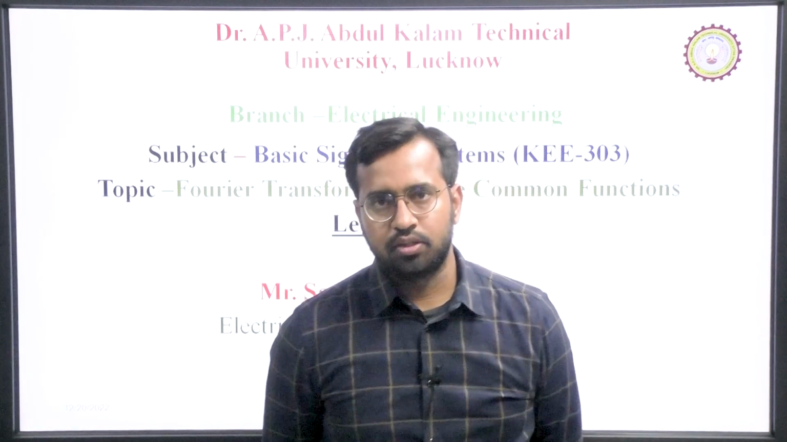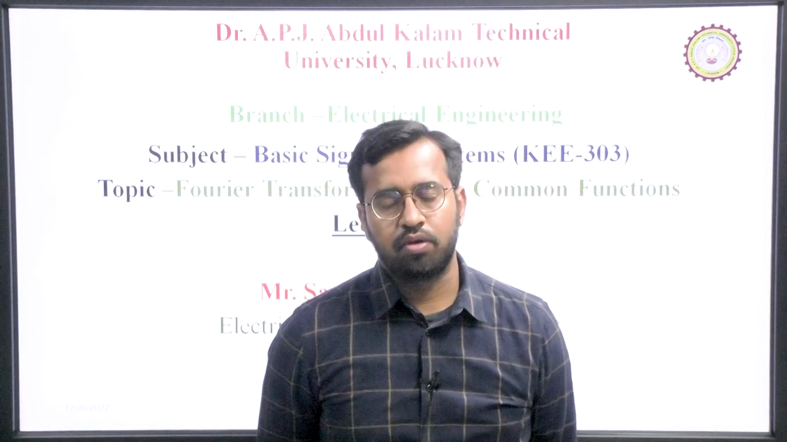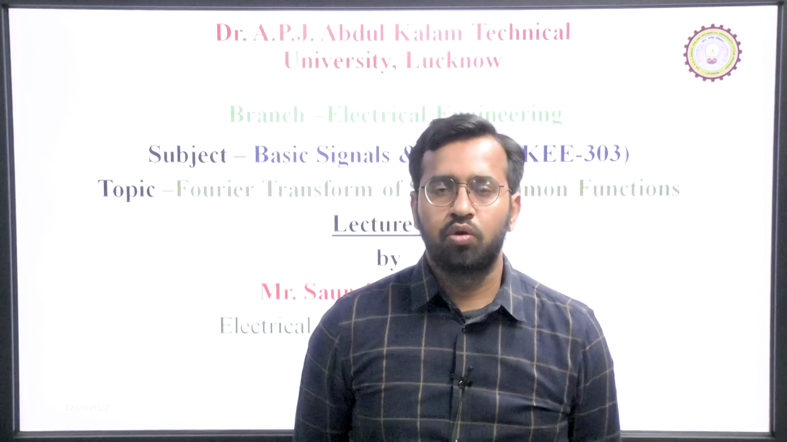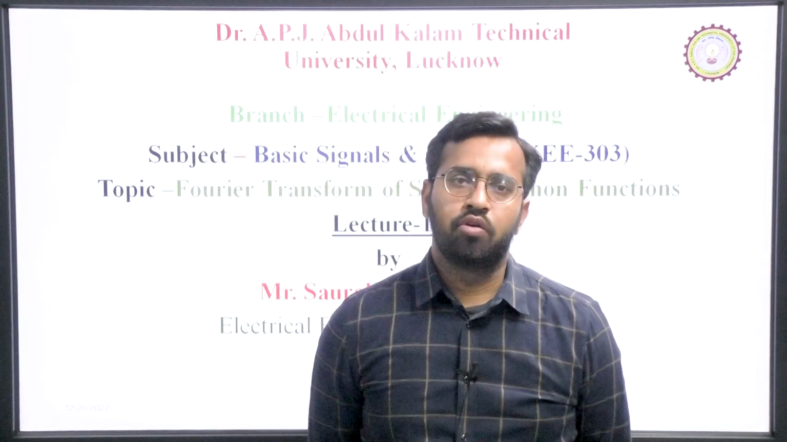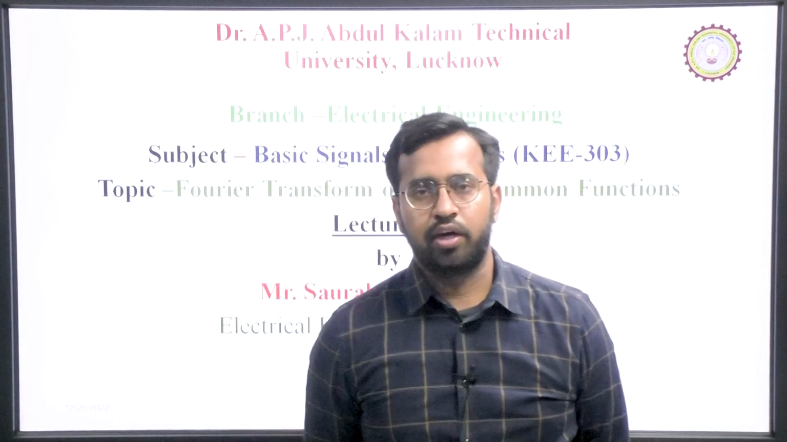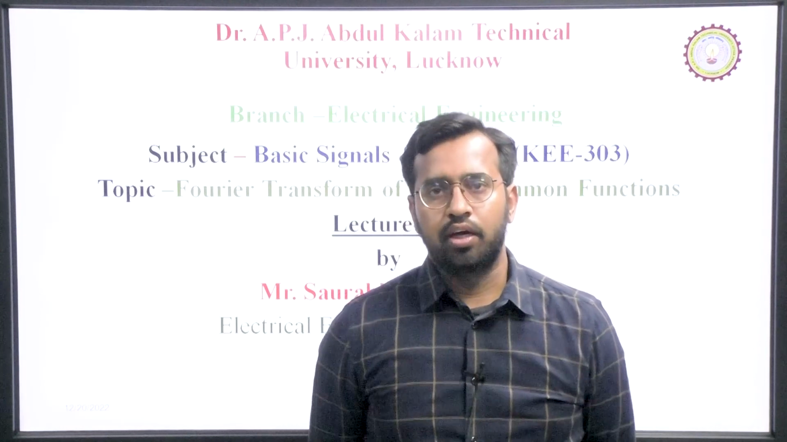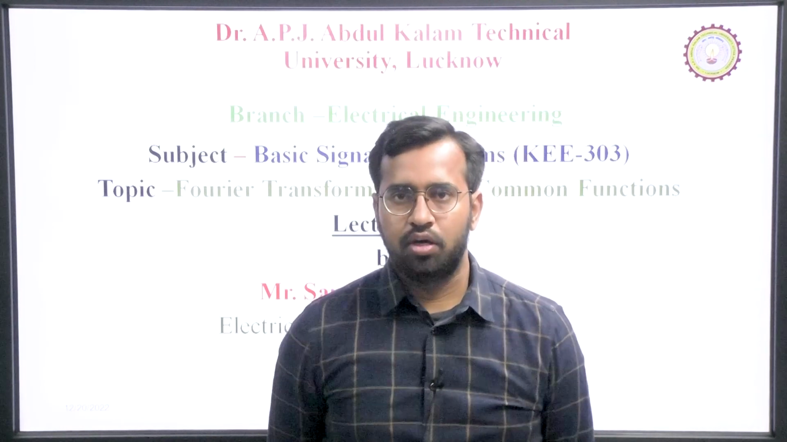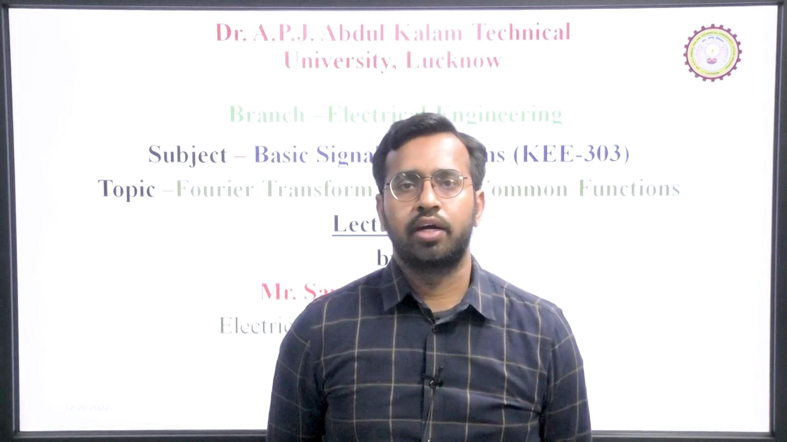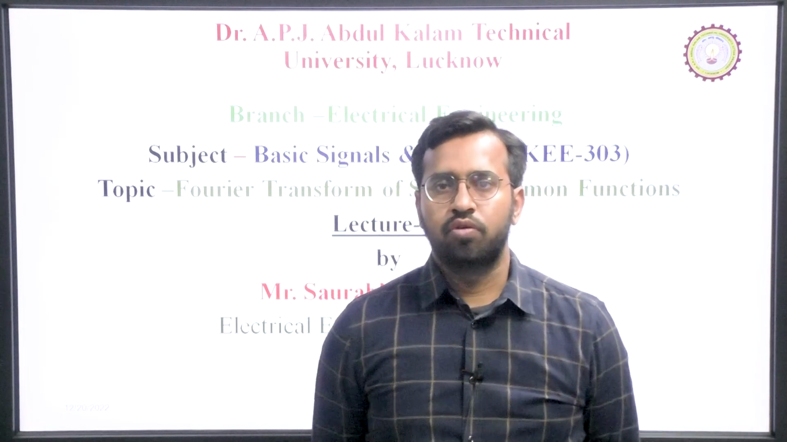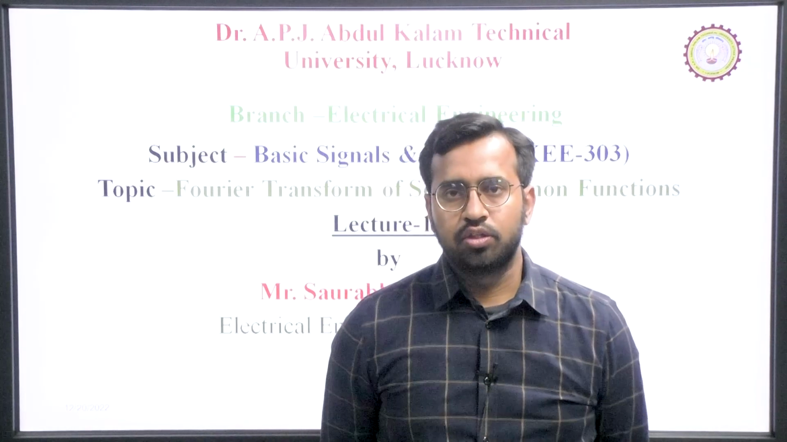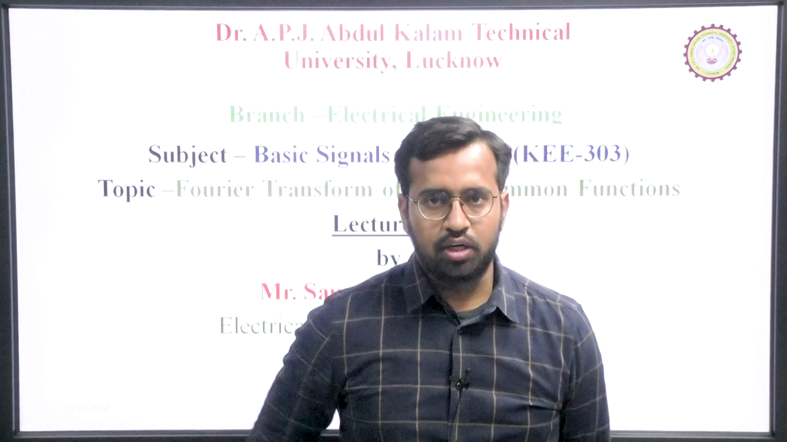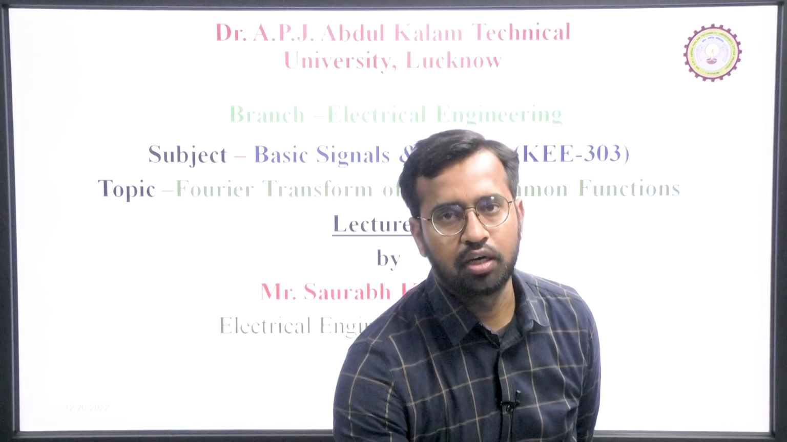So it helps us if we know the Fourier transform of, for example, the exponential function e to the power minus at, or of a rectangular function or triangular function. Then if we get a combination of these, or an addition or subtraction of any of the signals, we can easily modify the result and get the desired output. So today let us see what some common functions are and how we can get the Fourier transform of them.